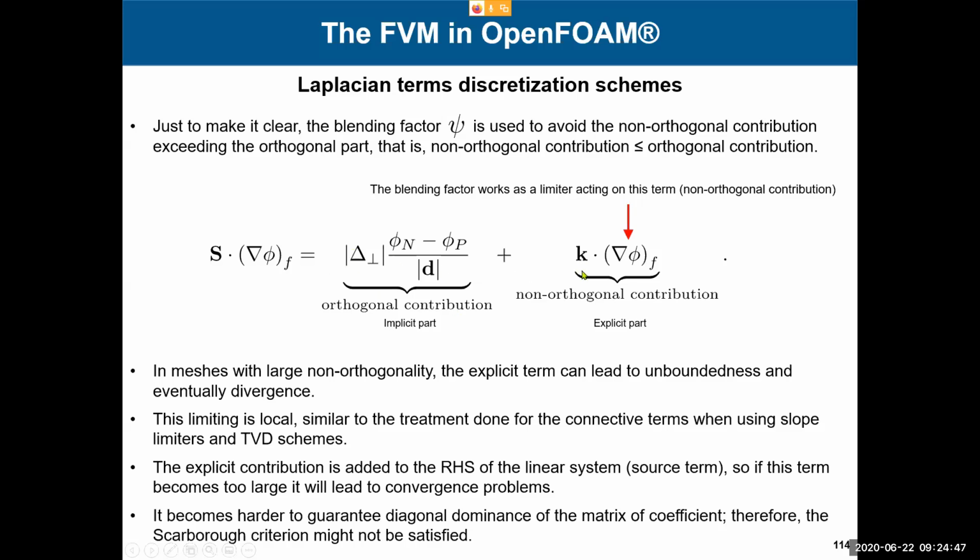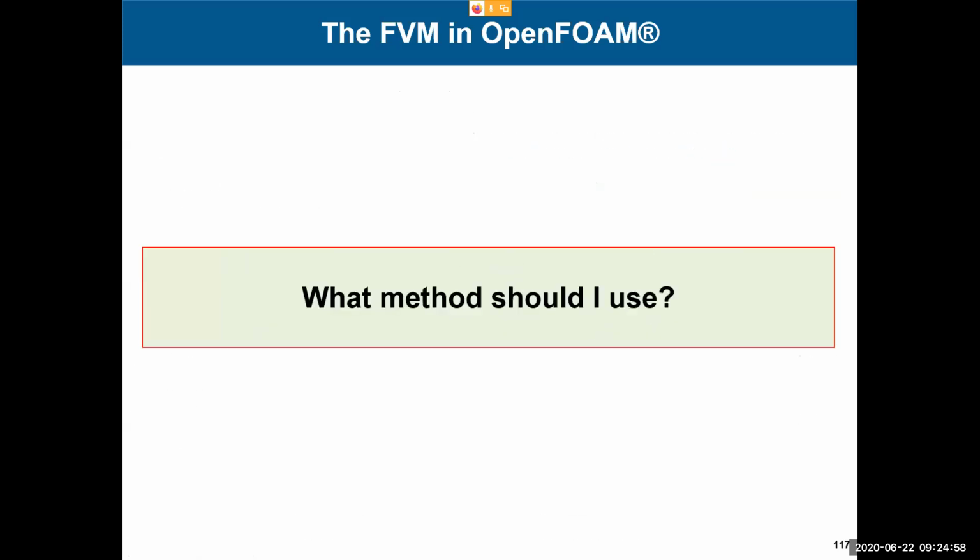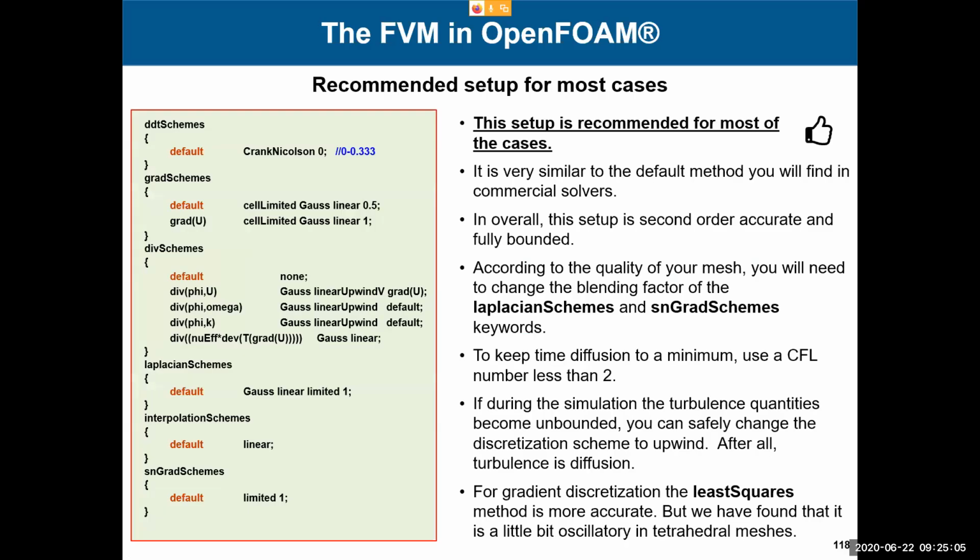Both these two coefficients are computed in the same way that I showed previously, but then you just limit it by that value to avoid that quantity becoming larger. Okay, so these are the methods. Later you can read it at your own pace. So what method should I use? This is my advice.